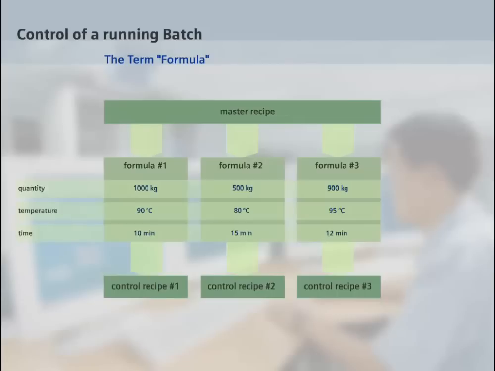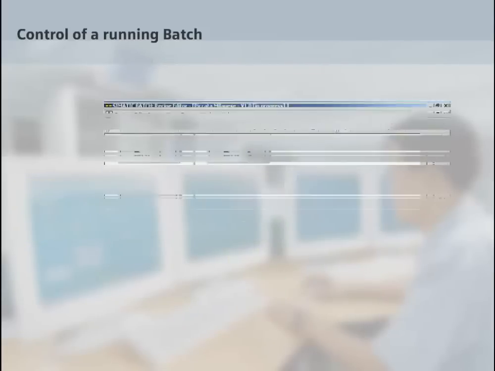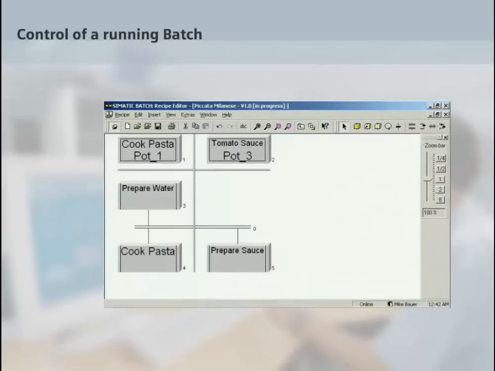This concludes the overview of SIMATIC Batch. This video showed you that the SIMATIC Manager tool is not only used to configure a continuous project, but is also the tool used to configure a batch project. This video also shows you how recipes can be created graphically using the recipe editor and then released for production.